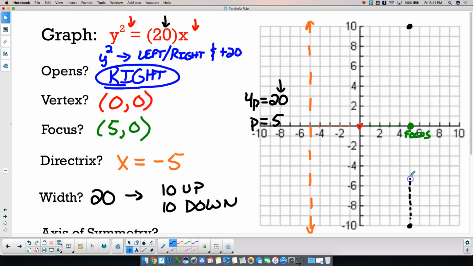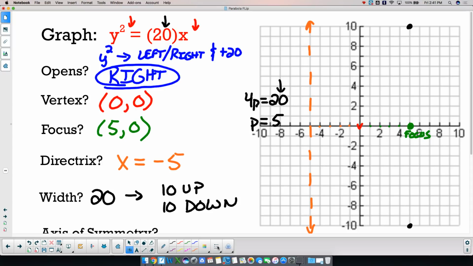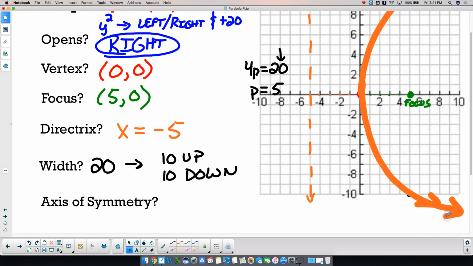So that if I would dash this line, which it wouldn't necessarily be there, but I went right through the focus. That now allows me to draw in my parabola, goes through the vertex, curves up, curves out, down through the vertex, and curves out. Probably missed the bottom there. Yep, see, I missed the bottom.